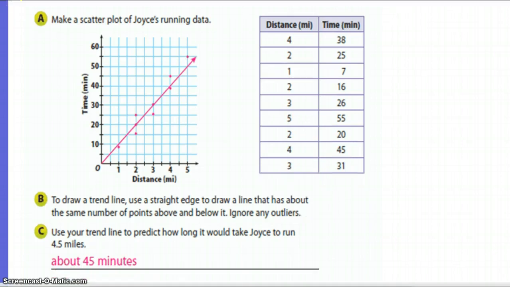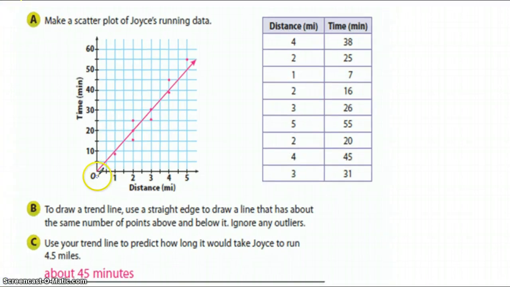You go over to the distance, the distance actually, and it says 4.5. So we go over to 4.5, and we come up to the line, and that's where we land, which is how we got 45.